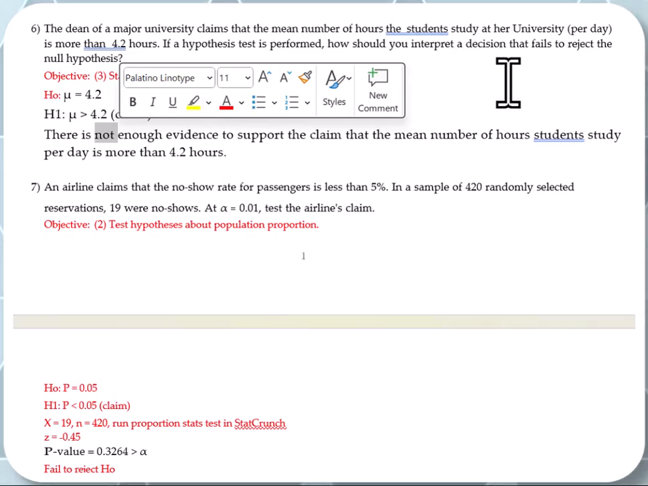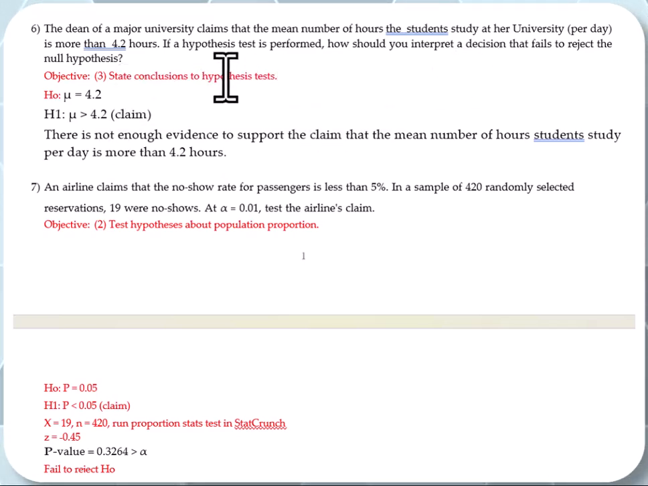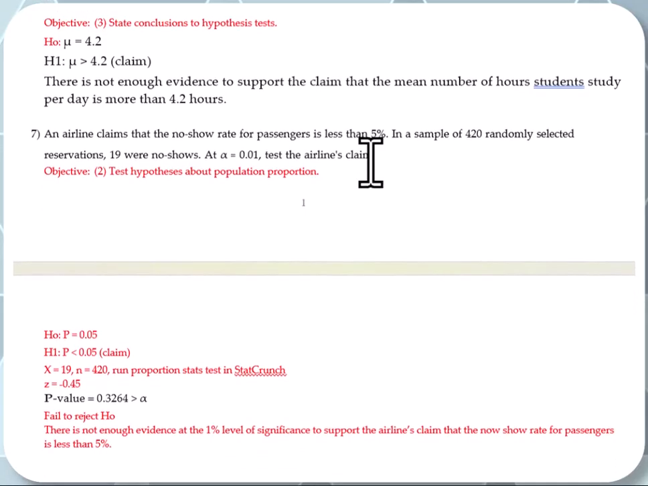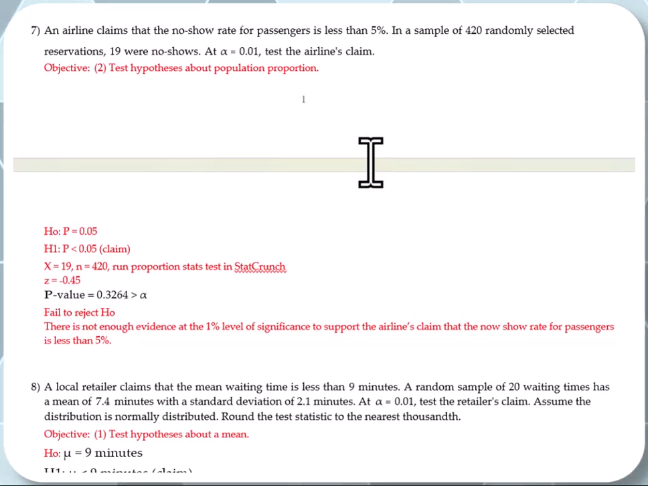What about if we reject H0? What do we say here? If we reject H0, we say there is enough evidence to support the claim. Okay. Next question.